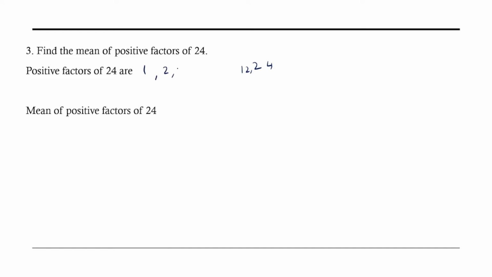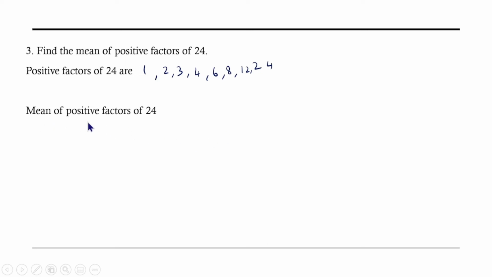Next question, find the mean of positive factors of 24. So first we will find the positive factors of 24. We can write 24 as 1 into 24, then we can write it as 2 into 12, then we can write it as 3 into 8, and then we can write it as 4 into 6. So these are the positive factors of 24: 1, 2, 3, 4, 6, 8, 12 and 24.